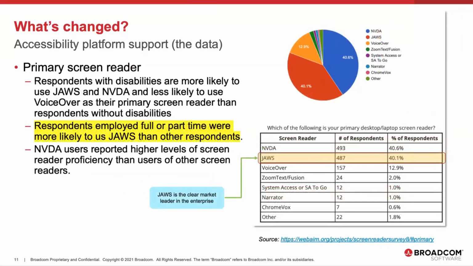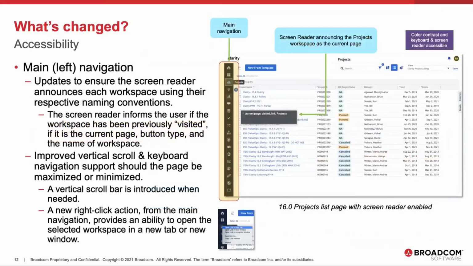And then the last important component is the screen reader. JAWS is the clear market leader in the enterprise for full and part-time employees. Just want to call that out. NVDA may be an important or widely used tool among all accessibility users, but we're focused on the enterprise, and therefore JAWS becomes the clear solution. Anyway, those are the main components for the supported accessibility platform and the reasons behind that decision. So let's talk about what's changed.